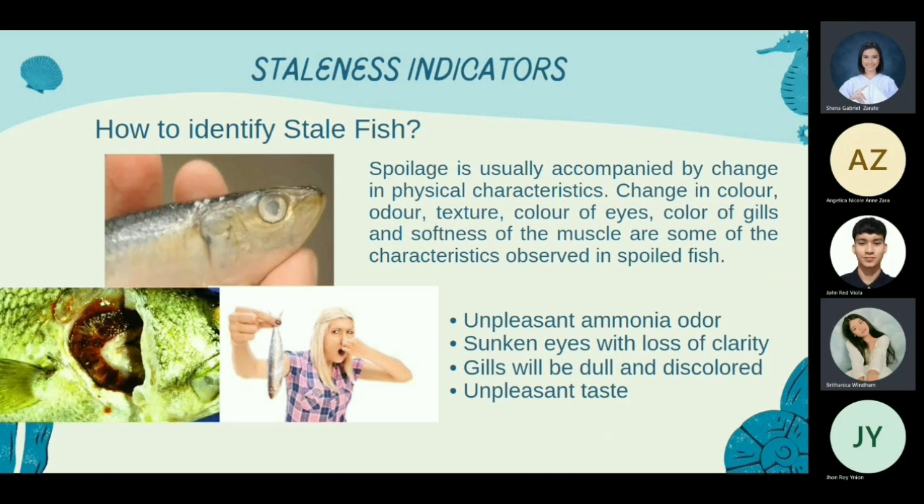As we can see, there is an unpleasant ammonia odor in the third one, sunken eyes and loss of clarity in the first one. Gills will be dull and discolored. Also, there is an unpleasant taste in the second one. So in short, we compare it to all of the criteria, and the fresh fish is the opposite of a stale fish. So to prevent such things, I will lastly tell you about the precautions. So, next slide.